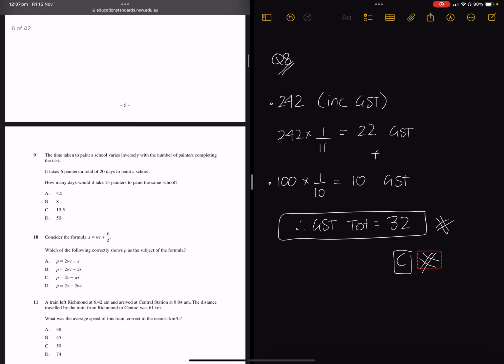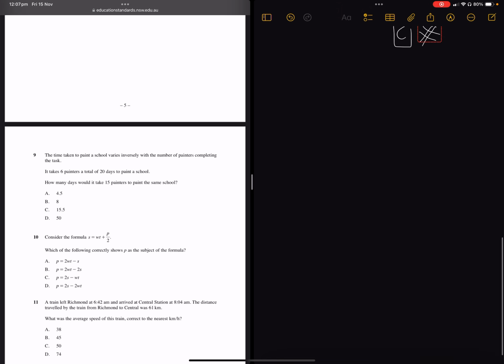Alright, so the last two we'll do in this video are 9 and 10. So we'll have a look at 9 first. The time taken to paint a school varies inversely with the number of painters completing the task. It takes 6 painters a total of 20 days to paint a school. Okay, so 6 painters, we're going to do a little symbol to show proportionality. 6 painters are proportional to 20 days. How many days would it take 15 painters to paint the same school?